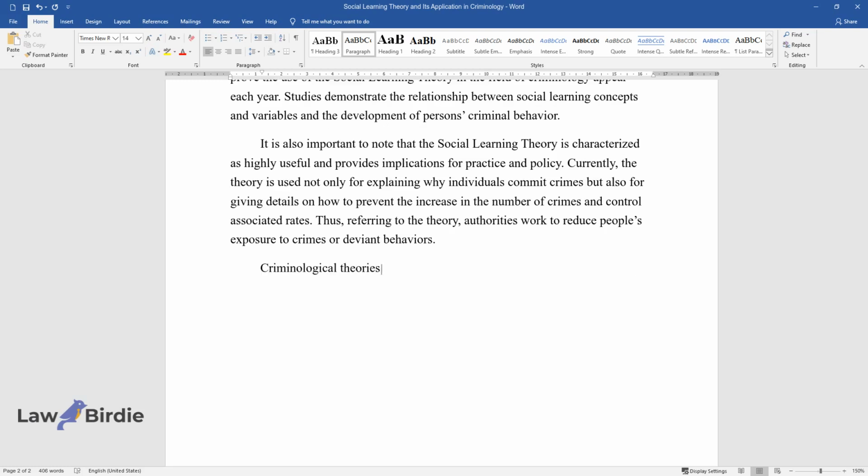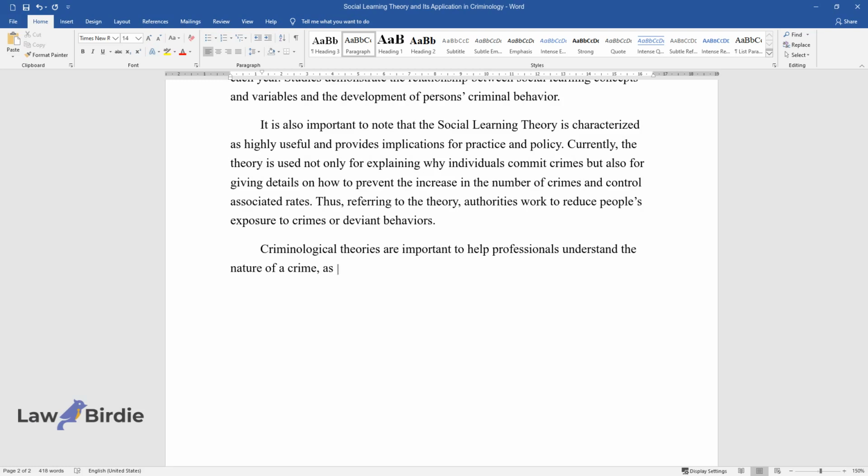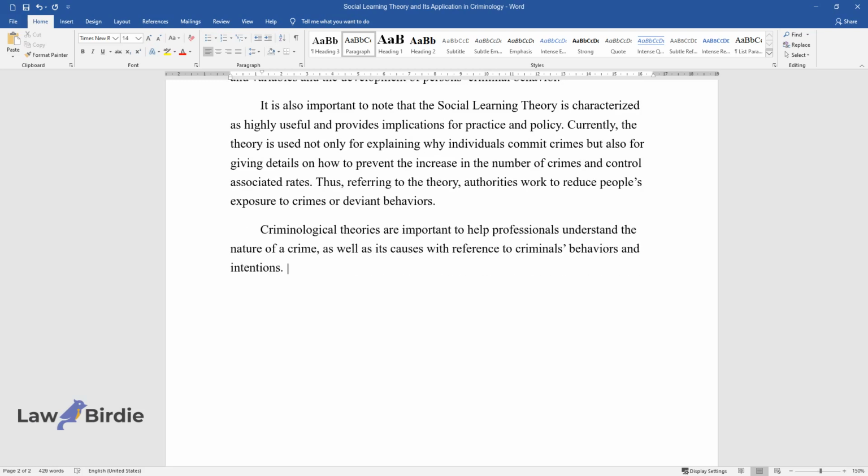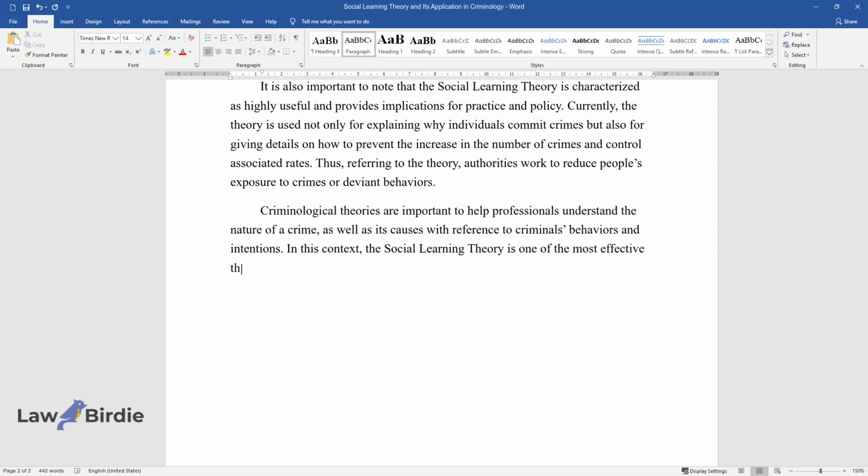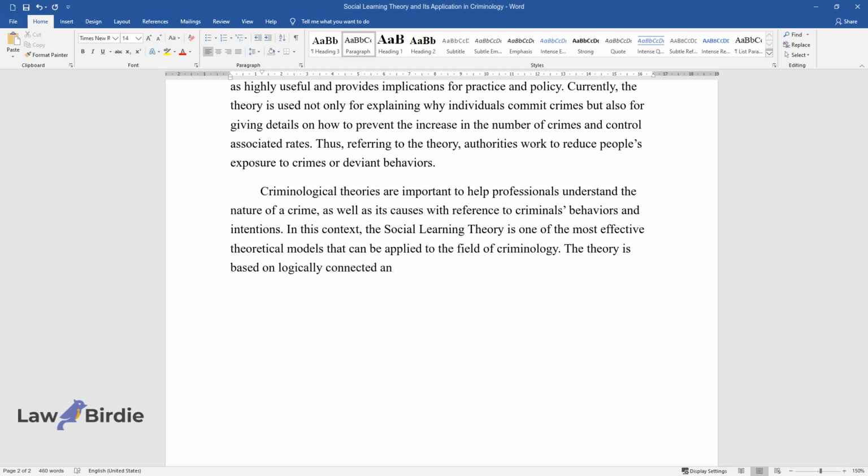Criminological theories are important to help professionals understand the nature of a crime, as well as its causes with reference to criminals' behaviors and intentions. In this context, the social learning theory is one of the most effective theoretical models that can be applied to the field of criminology. The theory is based on logically connected and consistent propositions that are non-tautological in their nature.